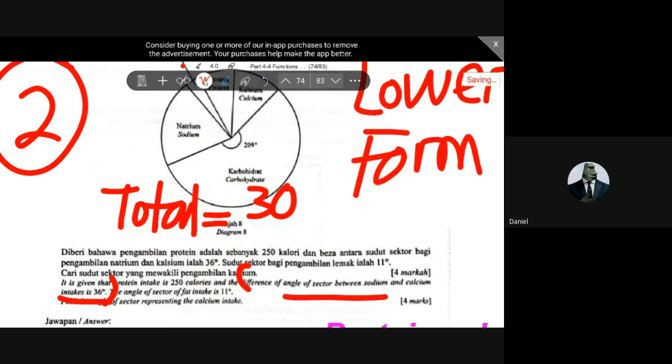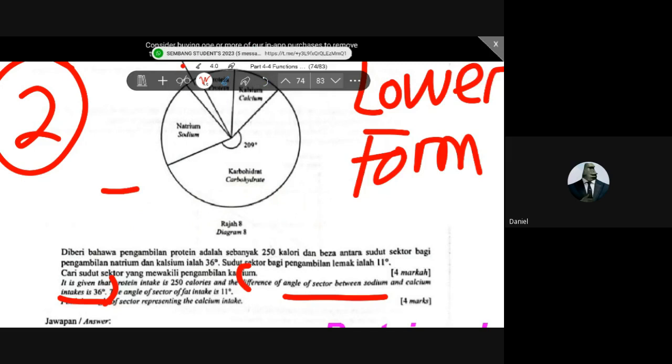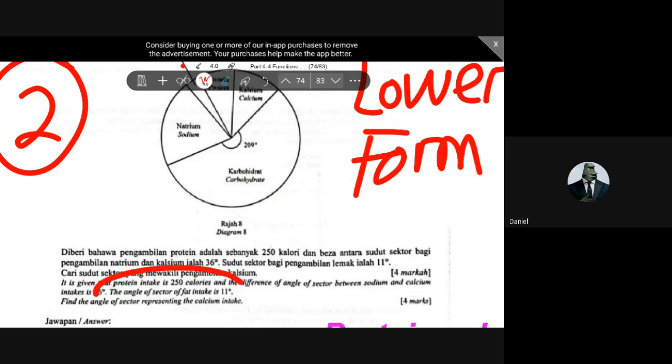Okay, so first of all, kamu kena tahu. Sekarang kita nak tengok berapa maklumat yang kita tak tahu. How many info we don't know here first. So they already told you angle of fat sector is 11. So yang ni 11 degree. Okay, so this one I rasa semua boleh faham. So sekarang kita nak cari sudut kalsium dia apa. What is the angle for calcium? Sodium also we don't know. Protein we can find. Sebab protein dah bagi tahu kat soalan kat sini. The question already told for protein is what?